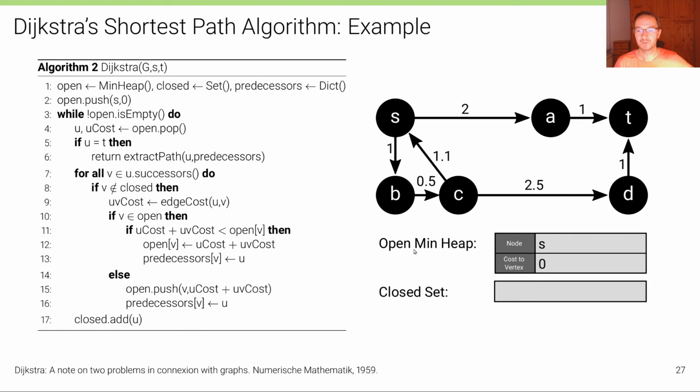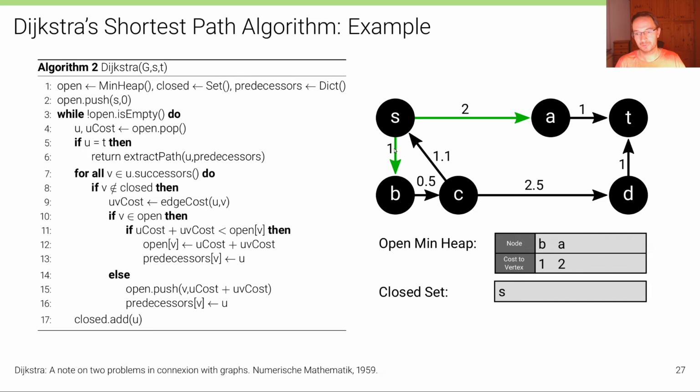Let's start. We start with adding S to the open min heap, and the cost to vertex S is 0, because S is the source, it's the starting point. So the first thing we do is we're going to process S. We're going to add S to the closed set. And because B and A are successors of S, we're going to add B and A to the open min heap.